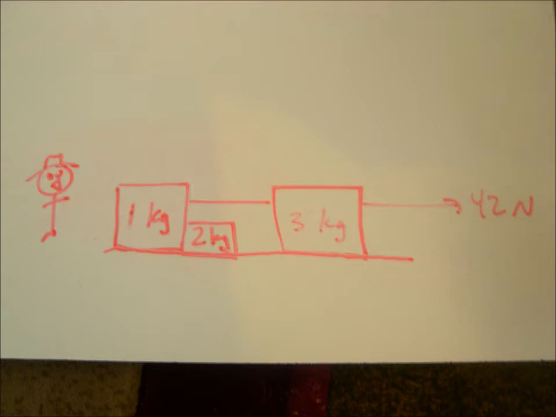This is a little vodcast I'm making for my AP Physics students involving the analysis of this situation, which shows 3 blocks on a frictionless surface. We have a 42 Newton force pulling a 3 kilogram block to the right. The 3 kilogram block is attached by a massless cord of unknown tension T to a 1 kilogram block, which is in turn pushing a 2 kilogram block in front of it.